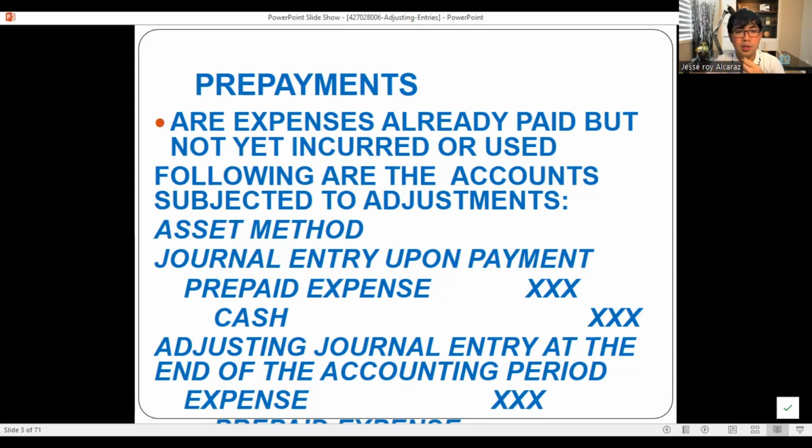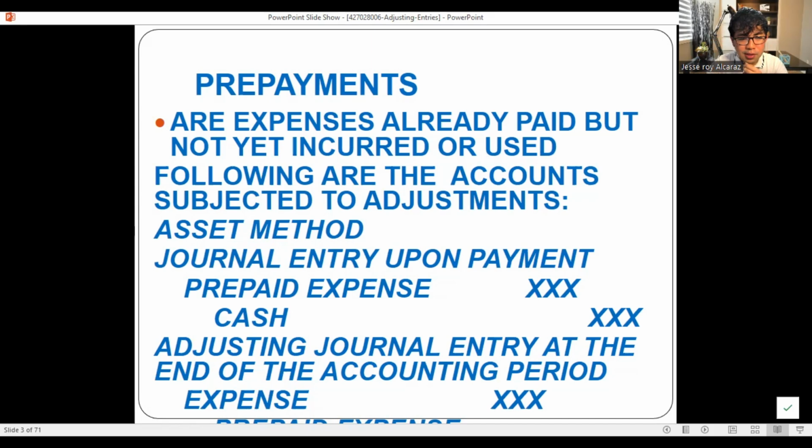Okay. So following the account subjected to adjustment, we use the asset method. We record it as prepaid expense first. Take note, prepaid expense is not an expense but an asset. We record an asset, so we debit prepaid expenses, which is an asset, and then we credit cash because that is what we paid.